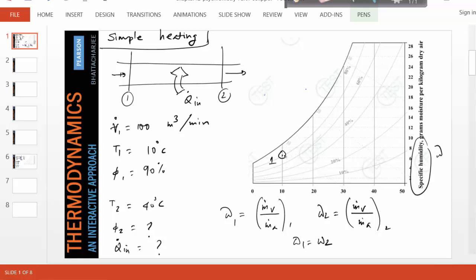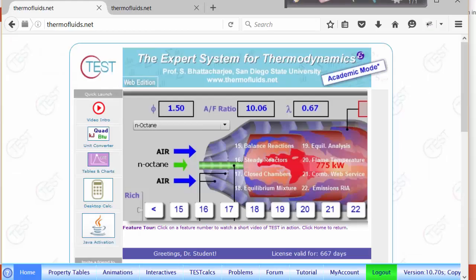So therefore, we'll horizontally move until we hit state 2 at 40 degrees Celsius. So the task becomes very simple. What is phi2? We can simply pick up phi2 from the chart. And what is Q dot? For that, we have to solve the energy equation. So let's first find phi2 from the chart.